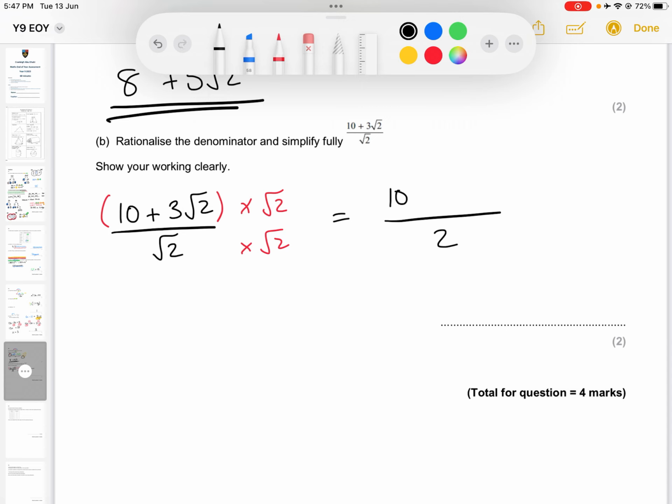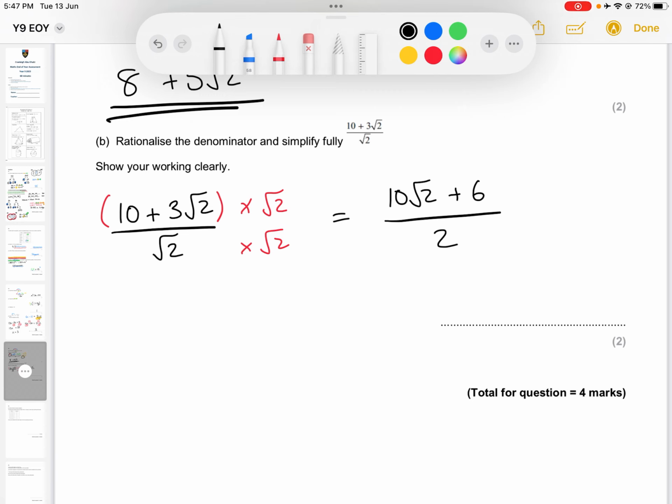On the top, 10 times root 2 gives you 10 root 2. And the 3 root 2 times the root 2 will give us a 6. You could technically take an extra step and write 3 root 4 and then write it as 3 times 2, but for this particular question you definitely don't need that.